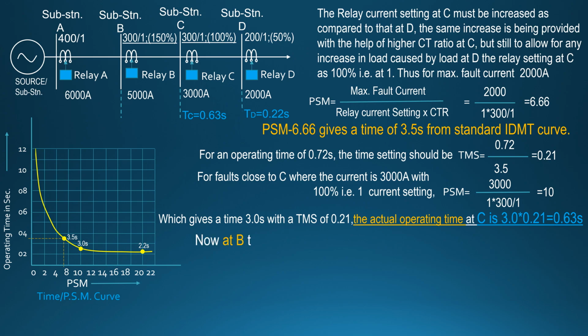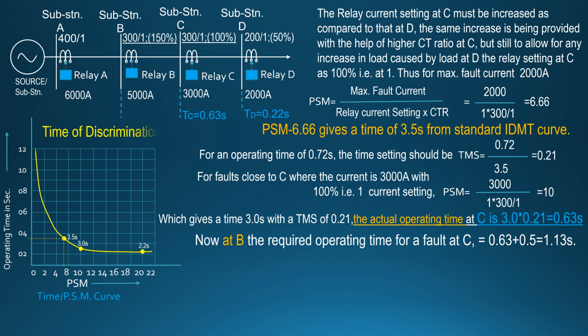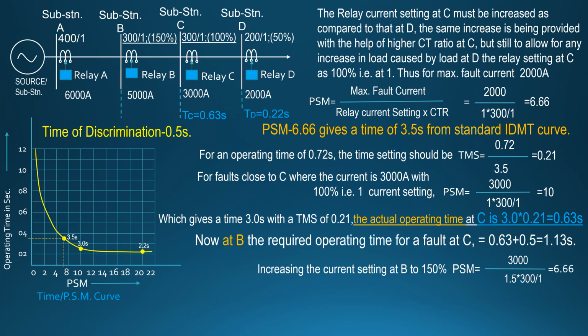Now at B, the required operating time for a fault at C is equal to 0.63 plus 0.5, is equal to 1.13 second. Increasing the current setting at B to 150%, PSM is equal to 3000 divided by 1.5 into 300 by 1, is equal to 6.66, which gives a time of 3.5 seconds from the standard IDMT curve.